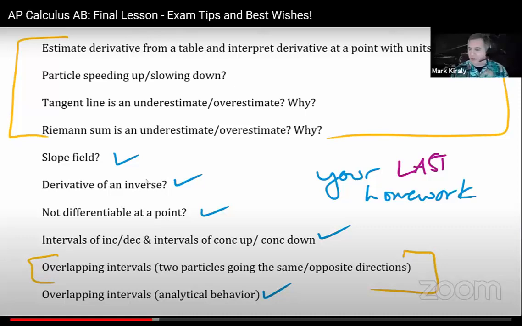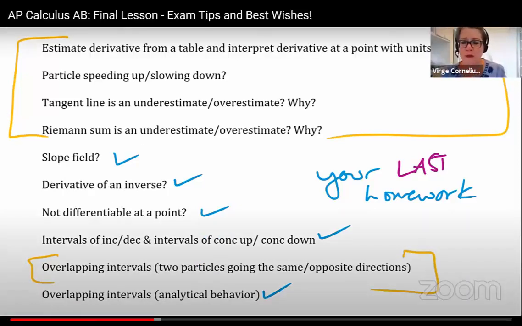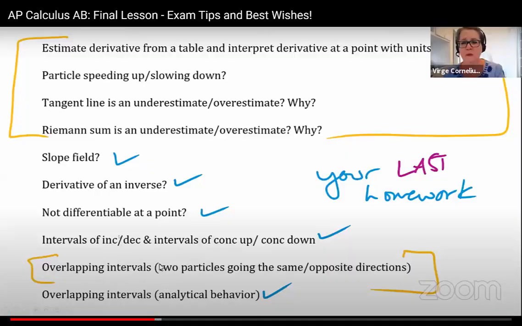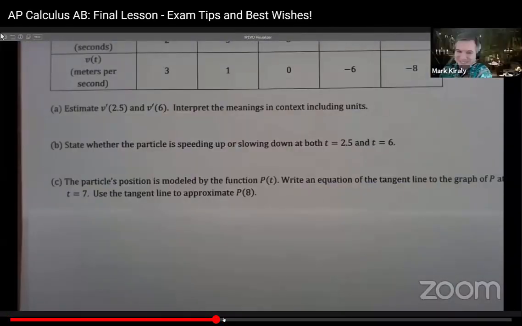Derivative and inverse, make sure that's something you go over in that homework if you need to. If you have questions with it, ask me or watch a YouTube video. But derivative of an inverse is something we have on our cheat sheet as well. So anyways, they basically do one FRQ with this. And in this FRQ, everything that they boxed in orange, they're going over. So it's basically one additional FRQ.